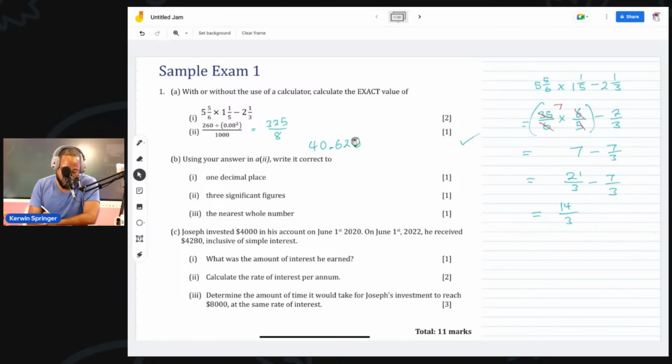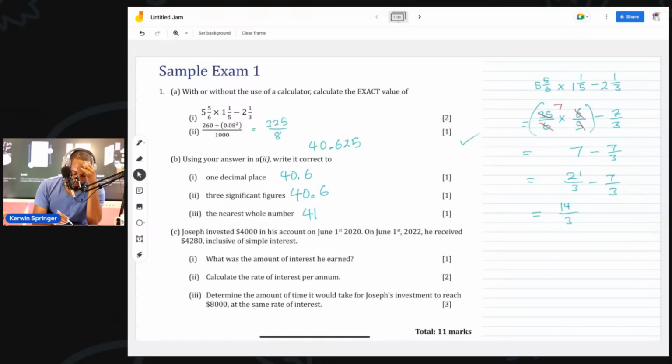If I want to get this to 1 decimal place, I would have to watch this decimal place here, right? And realize that what comes after that is a 2. It's less than 5. So what is it to 1 decimal place? 40.6. And to 3 significant figures, still 40.6. And to the nearest whole number, 41. Say in the chat if you understand that. All of those you must know, your approximation in the exams.